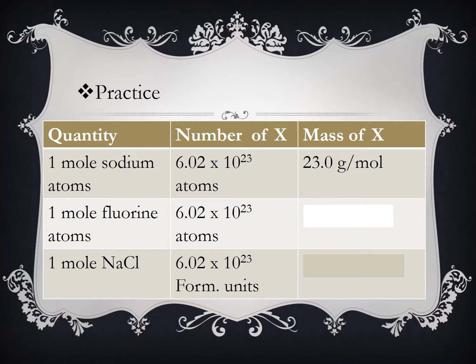We look at mass, how we relate mass with moles. If I had a mole of sodium atoms, it would be 23 grams per mole. Same thing with fluorine. If I had a mole of fluorine, I look up the periodic table. Fluorine weighs 19 grams for every 1 mole, so per mole. And if I had sodium chloride, add up sodium, add up chlorine, you get 58.5 grams for every 1 mole.